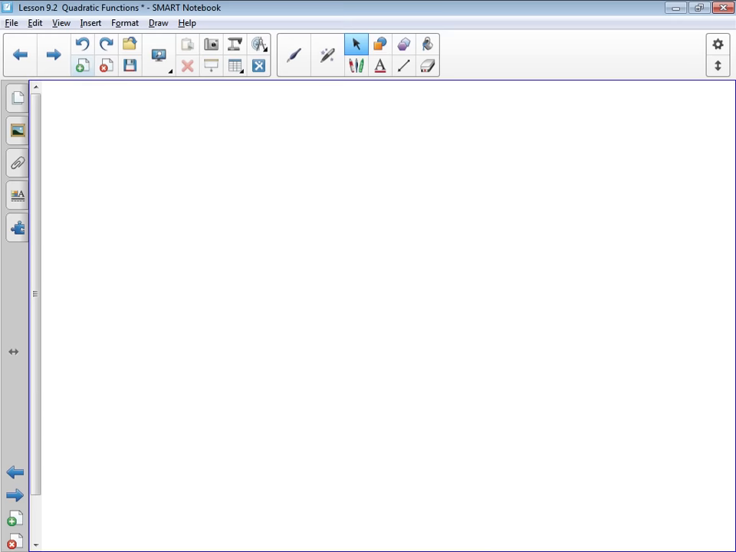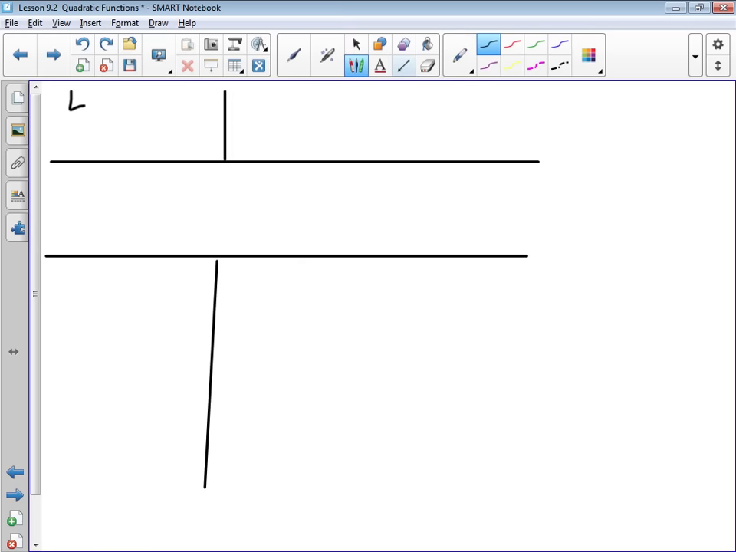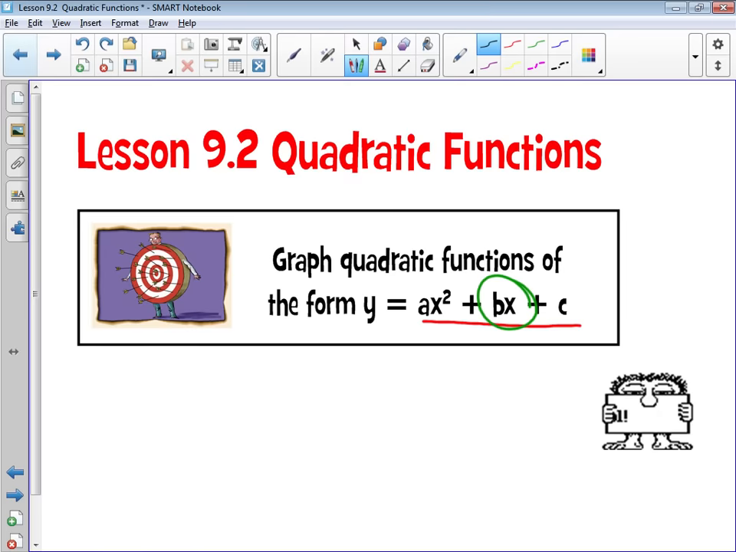So if you're making yourself some Cornell note paper, make sure you write in, this is lesson 9.2. Put in your essential question based on this learning target. Hit the pause button, and when you're ready to go, hit the play button.